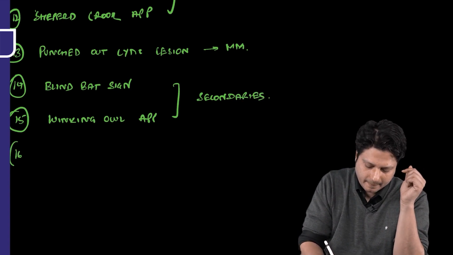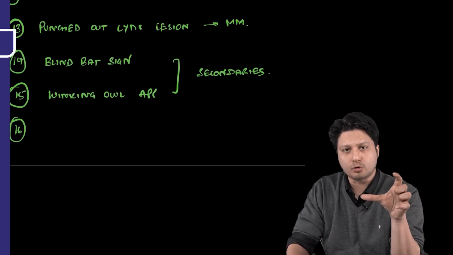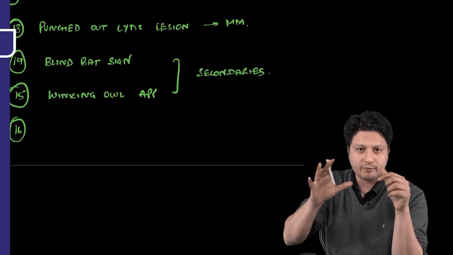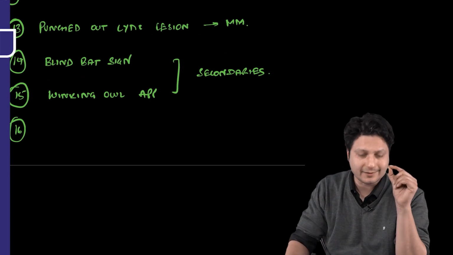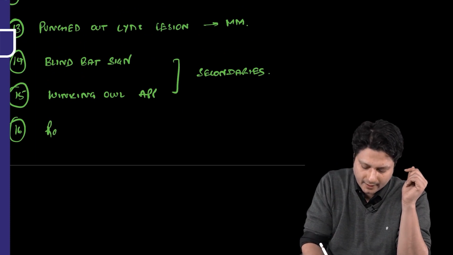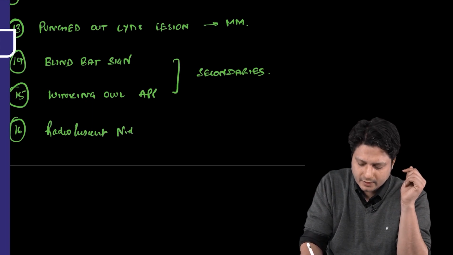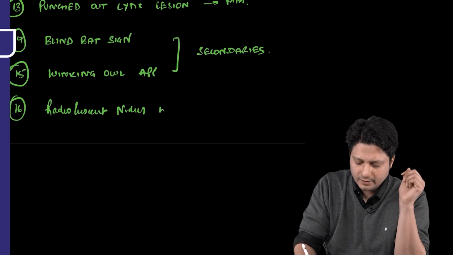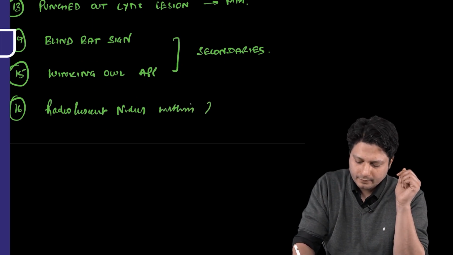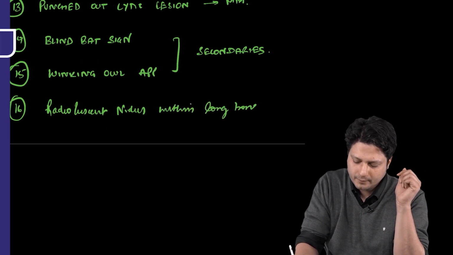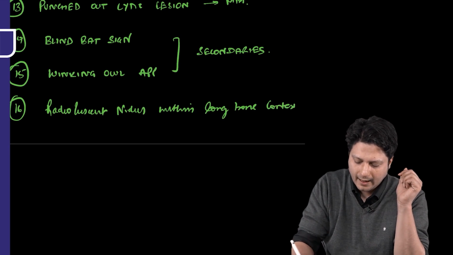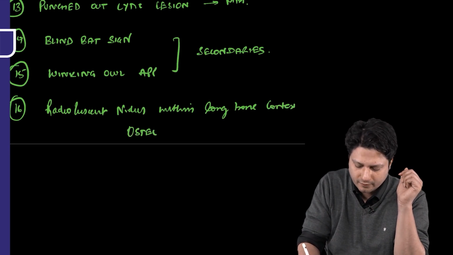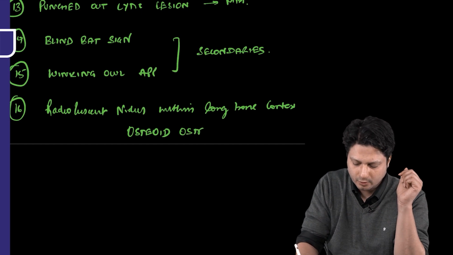Apart from this, another very typical or key X-ray finding which is diagnostic for osteoid osteoma is the radiolucent nidus. When you see the X-ray, you can confirm it by the presence of a radiolucent nidus within the long bone cortex, and this is the diagnostic feature for osteoid osteoma.